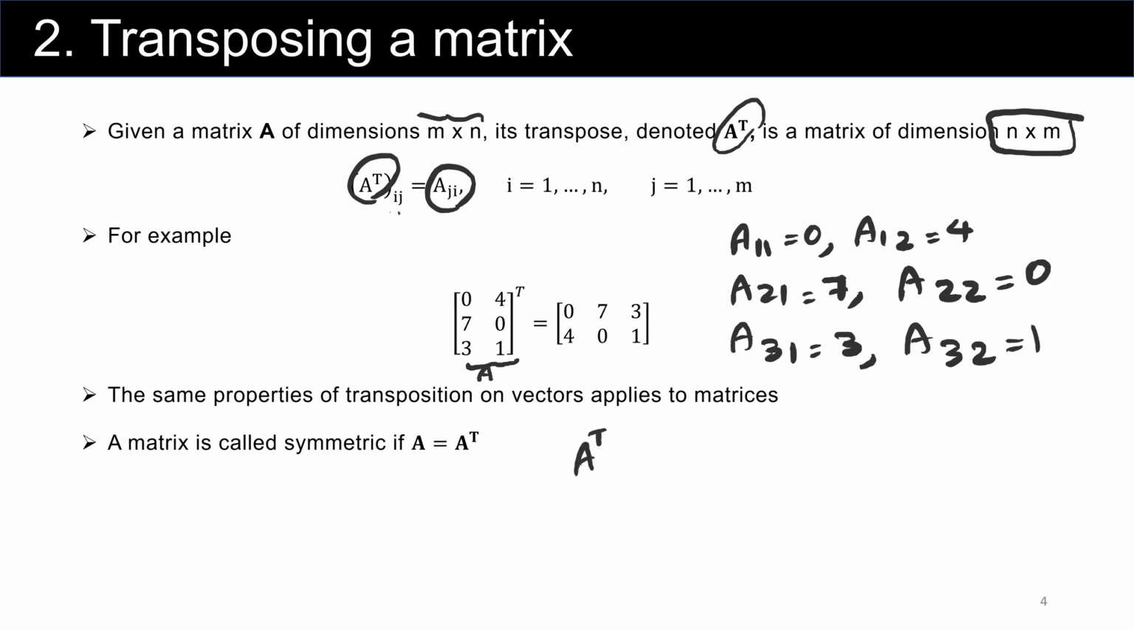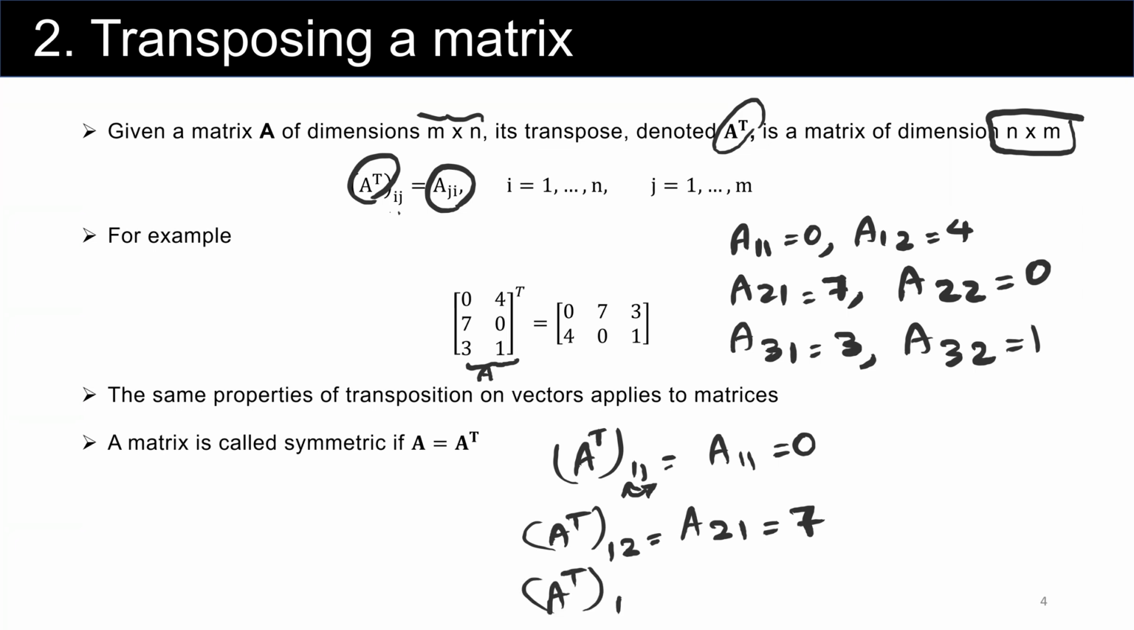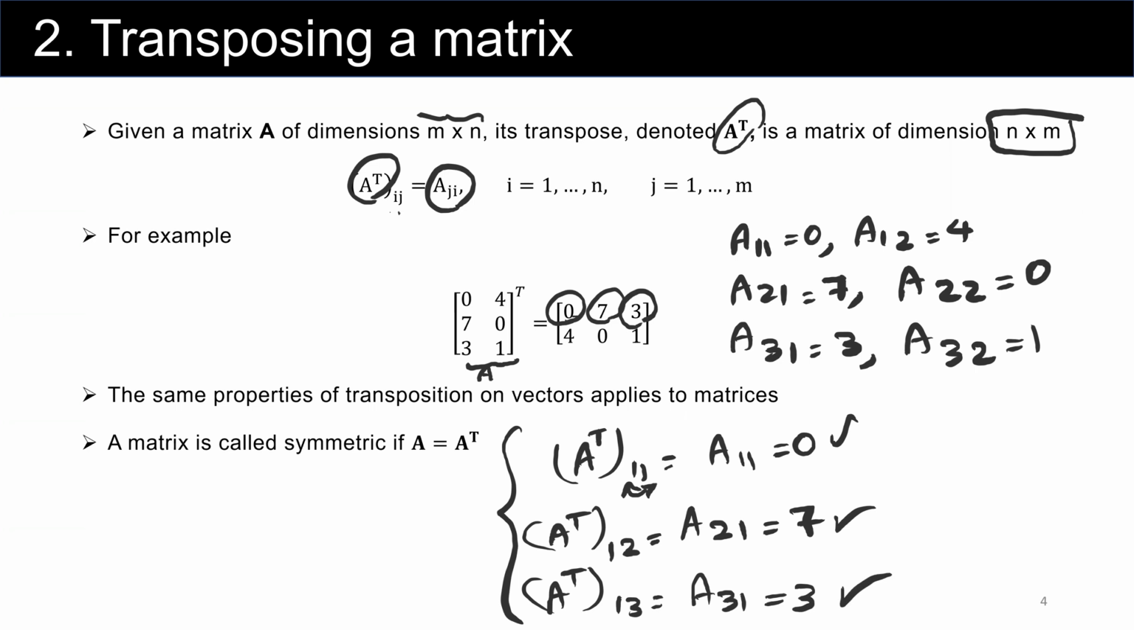So A transpose 1,1 is equal to A11, because if we change the location of these two indices, it's going to be the same. A transpose 1,2 is going to be A21, which is nothing but 7. A transpose 1,3 is A31, which is nothing but 3. So let's take a look at these three elements. As you can see, 0, 7, 3.